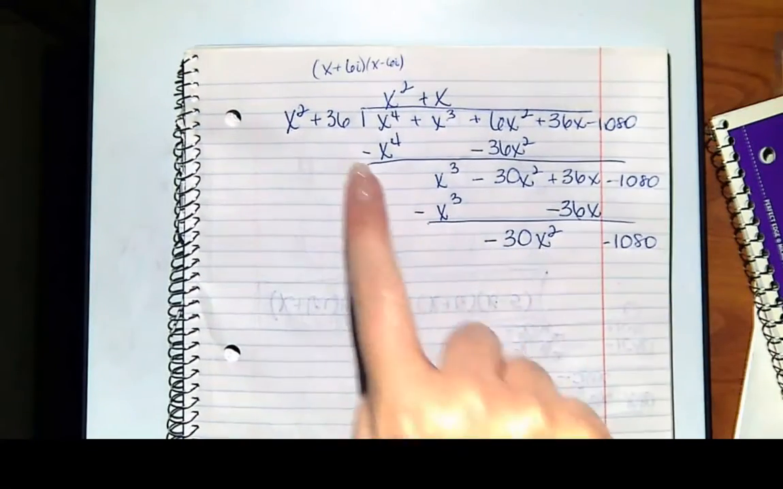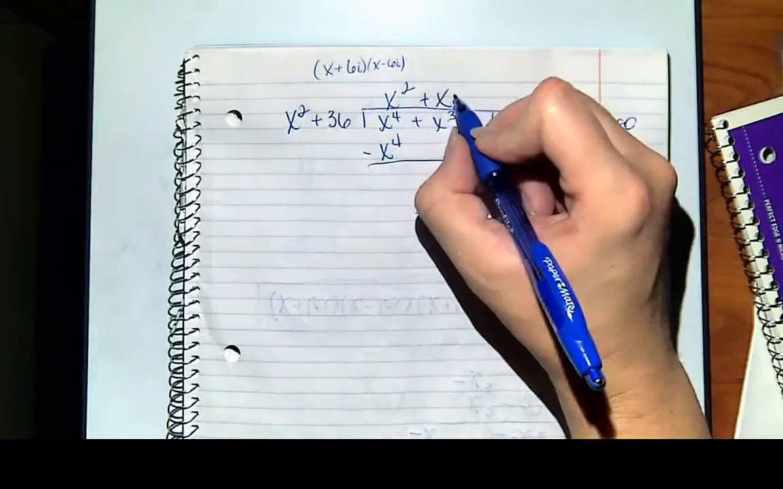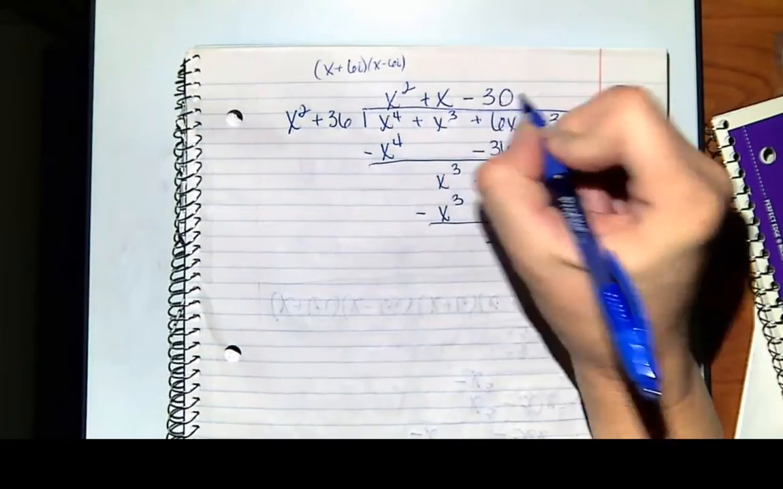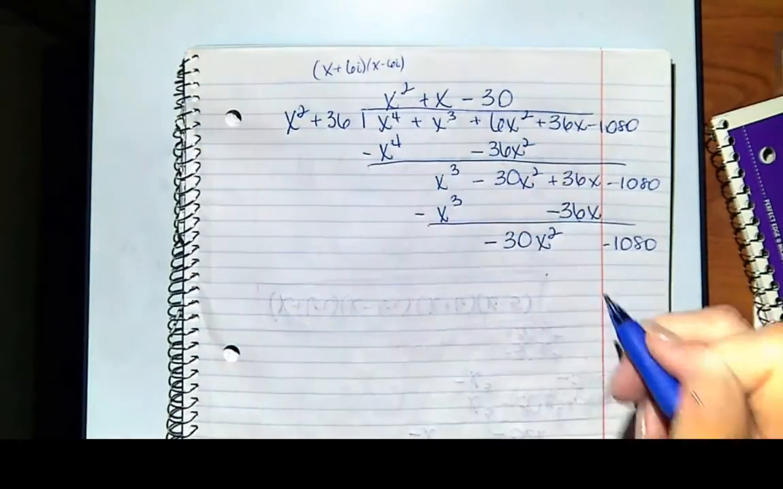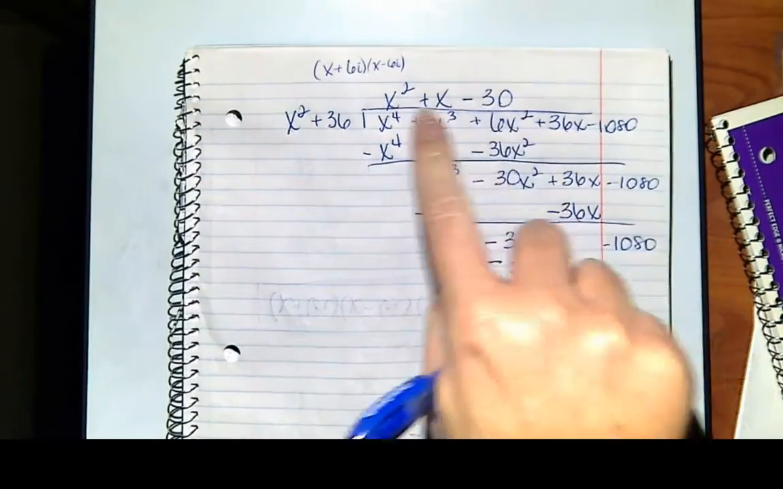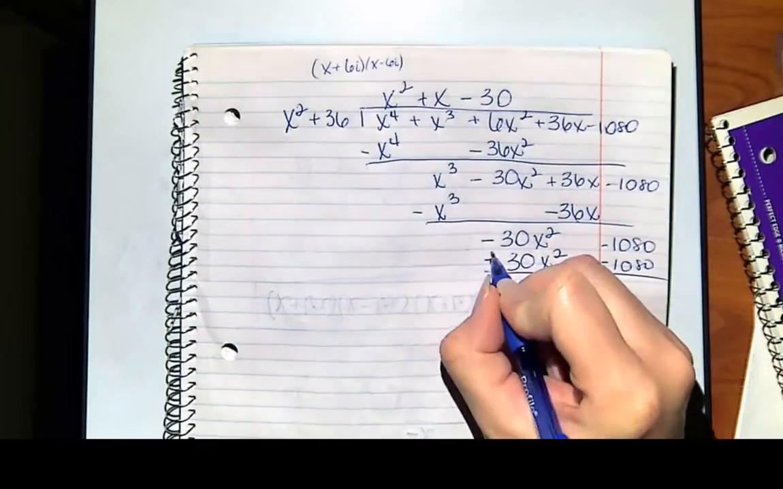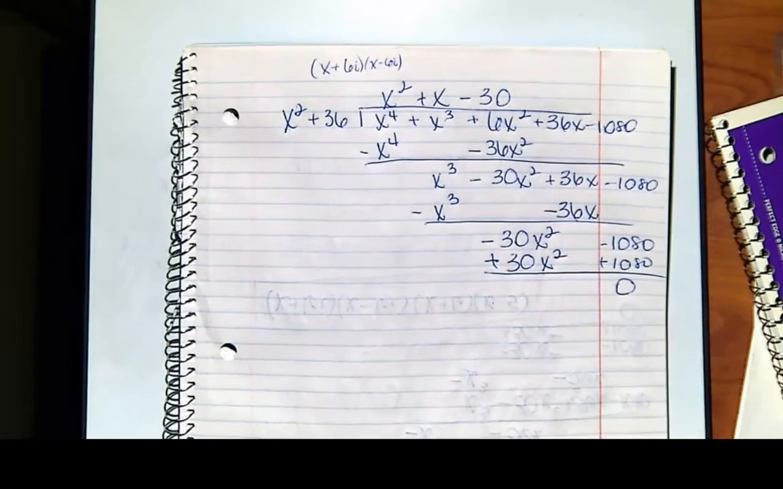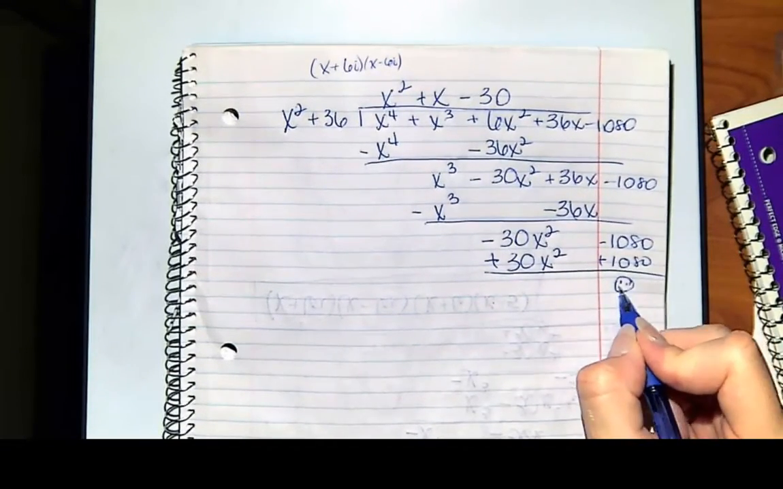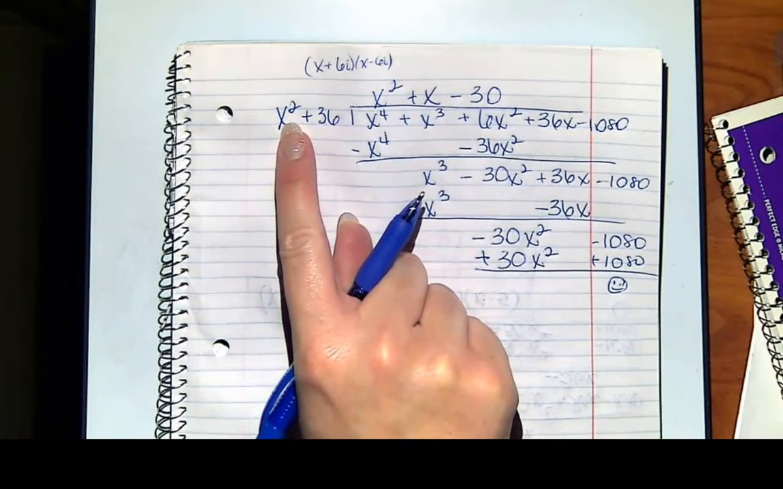So this is my last round because my degrees match. So x squared into a negative 30x squared means I'm missing a negative 30. So negative 30 times x squared is a negative 30x squared. Negative 30 times negative 36 is negative 1080. Change your signs and you get a 0, which we knew we would get because these two factors that I multiplied together worked. So I knew that those two things would work.